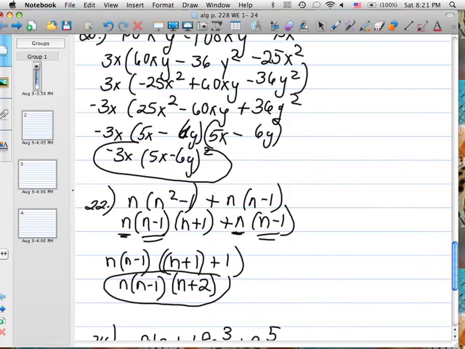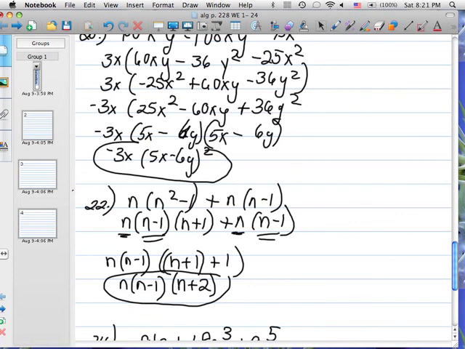22 is a little different. Use it to do 21. You have n times the quantity n squared minus 1 plus n times the quantity n minus 1. Realize that n squared minus 1 is the difference of two perfect squares, and it factors to n minus 1 and n plus 1. Now pull out your greatest common factor.